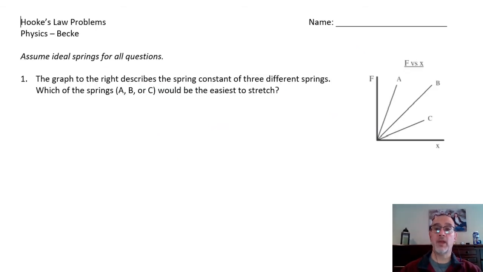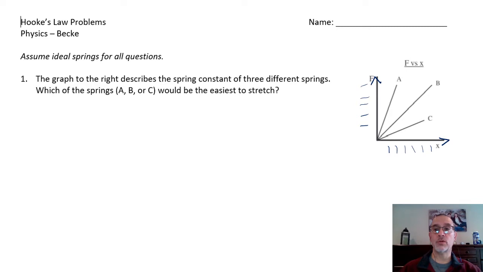In this first problem, we have a graph of force on the y-axis versus x, which is the stretch of the spring, on the x-axis. And it says the graph to the right describes the spring constant of 3 different springs. Which of the springs would be easiest to stretch? Now, we did a lab in class where we hung different masses on the spring, and we made a graph just like this, where as we increased the amount of force on the spring by hanging more masses on it, we saw that the spring stretched a greater amount.